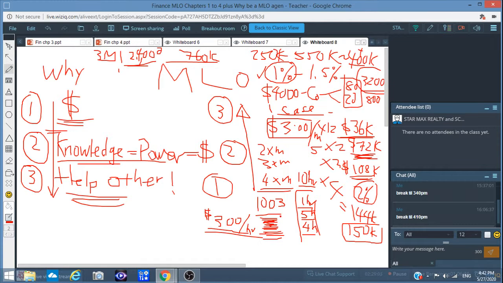$300 per hour. Not 30, okay? Not 30. 300 per hour. So imagine you do one loan a week. You only spend 10 hours in that week, a quarter of 40 hours, if you're really good at it.